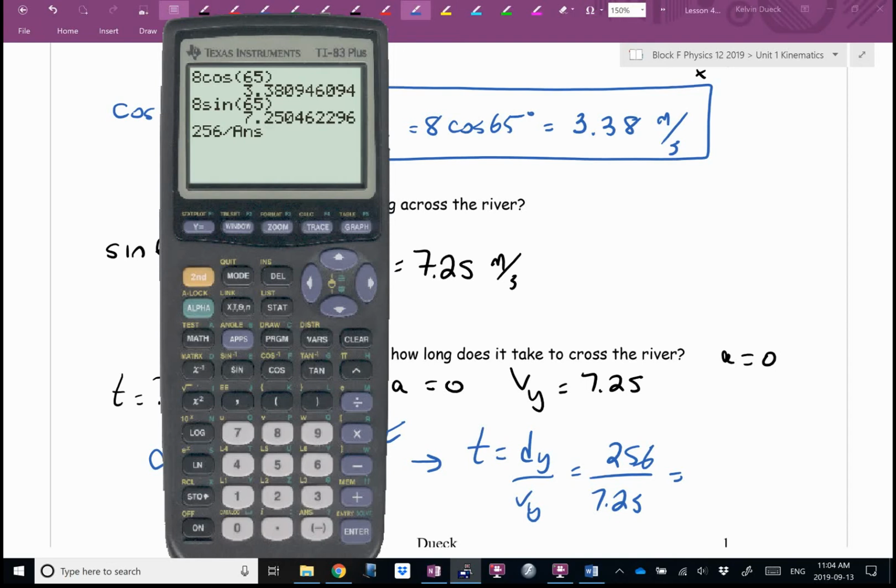My calculator rants don't stop even in grade 12. It is 35.3. Do we just ignore the current? It's not in the same direction, so who cares? It has no effect. That current is not affecting anything vertically. 35.3.